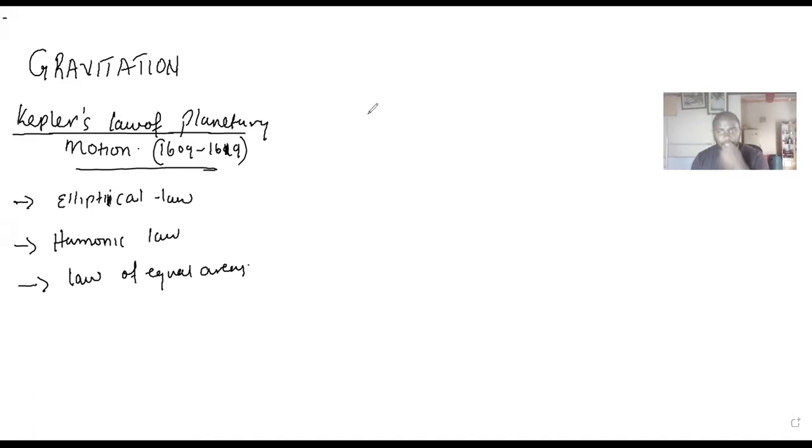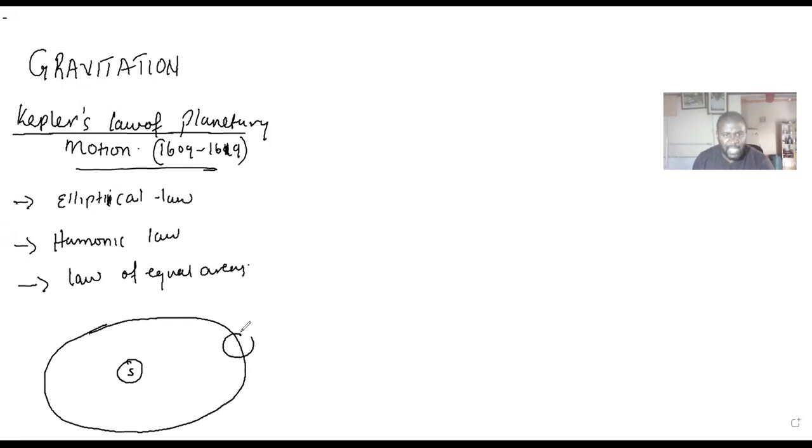So the elliptical law states that if you have a sun and then you have an orbit of a given planet, maybe our Earth, Kepler suggested that all planets revolve around the sun in elliptical paths, with the sun as one single focus. So all those planets I've talked to you about in those illustrations have the sun as their main focus. And when they are moving around, they follow what we call ellipses.